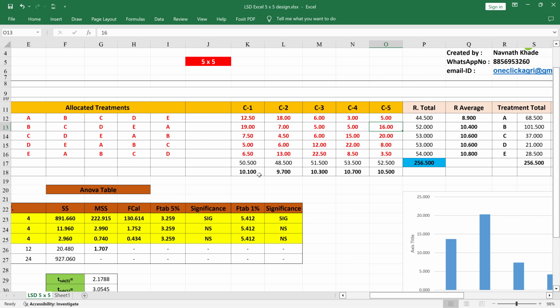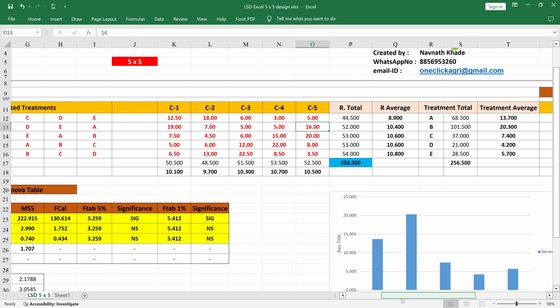Then the average is very simple. Just sum up all the observations divided by the number of observations. You will get the sum of these observations. You do the same things up to column 5.